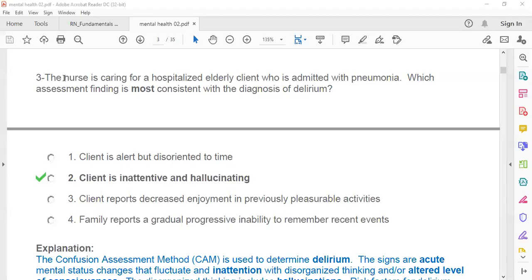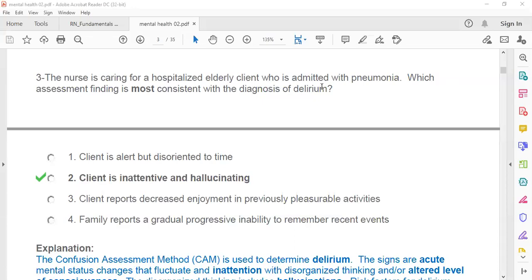So, question here: the nurse is caring for a hospitalized elderly client who is admitted with pneumonia. So the patient problem is that they got hospitalized with pneumonia, a lung infection, and the patient is elderly. Which assessment finding is the most consistent with the diagnosis of delirium?